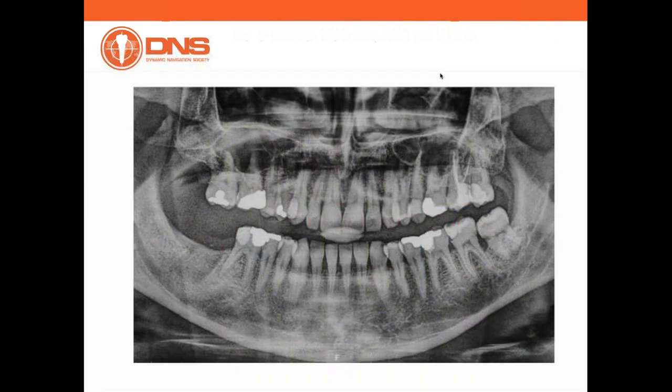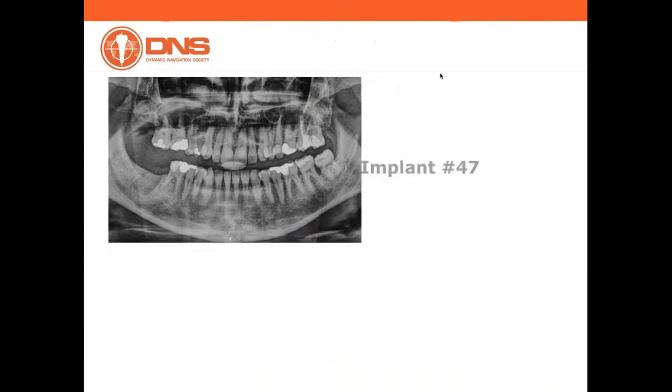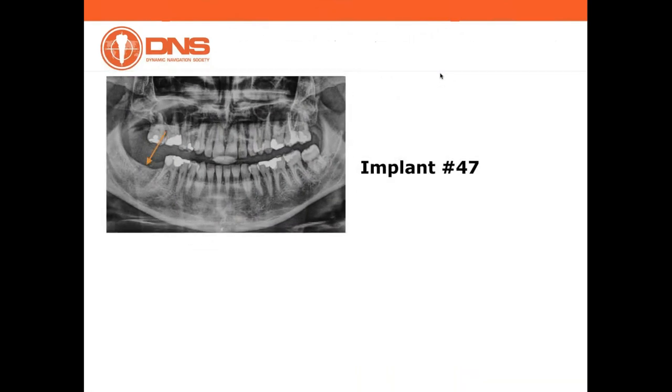So let's proceed. The case is a simple case. It has to do with replacement of a tooth in number 47. The patient is a 50-year-old male. He had an extraction due to tooth breakage all along the root. So we had the extraction 5 months ago, and after waiting 5 months, with the lingual and buccal walls intact, the bone has healed.